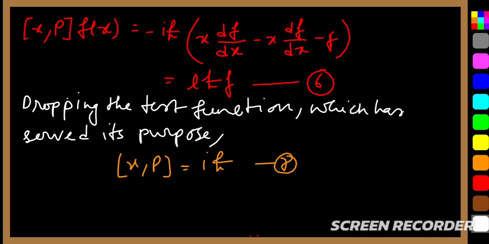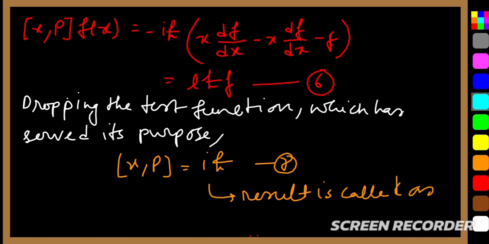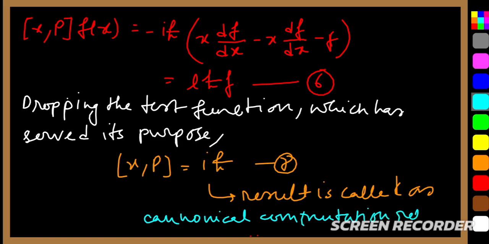Okay, and the result is called the canonical commutation relation. Okay, canonical commutation relation. Okay.